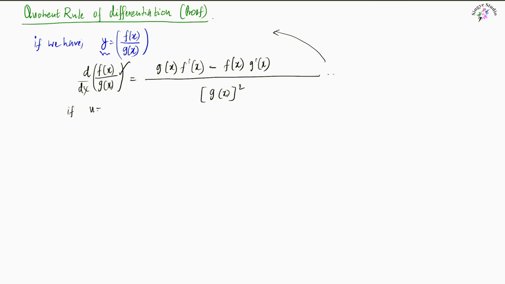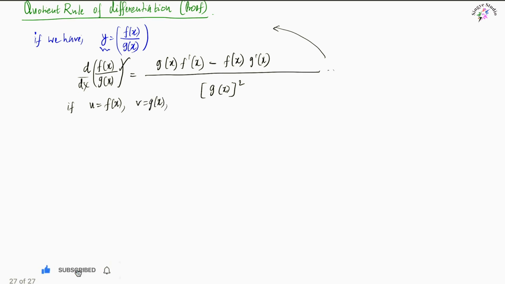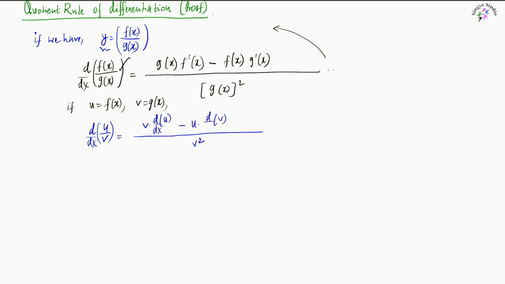If u is equal to f of x and v equal to g of x, then in short we can say that the derivative of u upon v with respect to x is v times the derivative of u with respect to x minus u times the derivative of v with respect to x, all over v squared. So this is the quotient rule of differentiation.